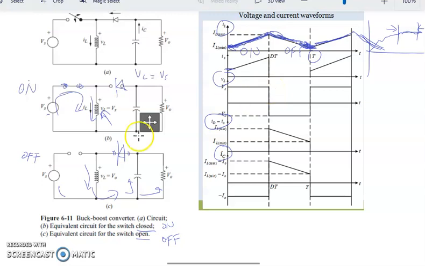Then during switch off, the inductor now becomes the source which delivers current to the load and also to the capacitor. So the output voltage VL now becomes the same parameter as what we measure at Vout, negative Vout. So VL equals negative Vout actually, because this is negative by right.